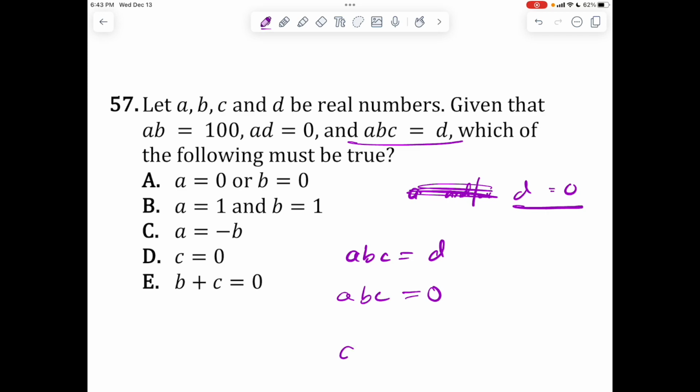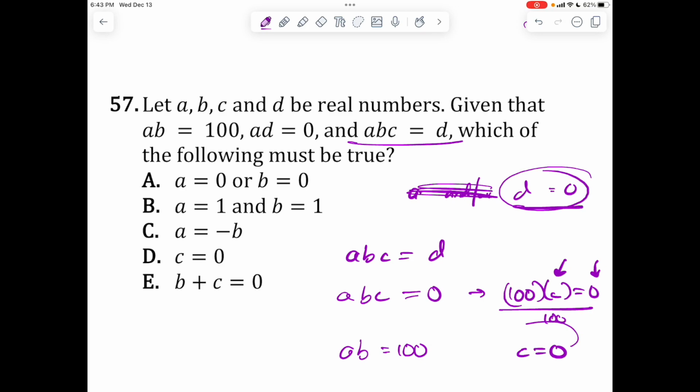Now, I know that A, B is equal to 100. So this is really saying 100 times C is equal to 0. If I divide both sides by 100, I get C equals 0. Right? Because again, the only way to multiply 100 by something and get 0 as an answer is for that something, C, to literally be 0 itself. So D equals 0, C equals 0.